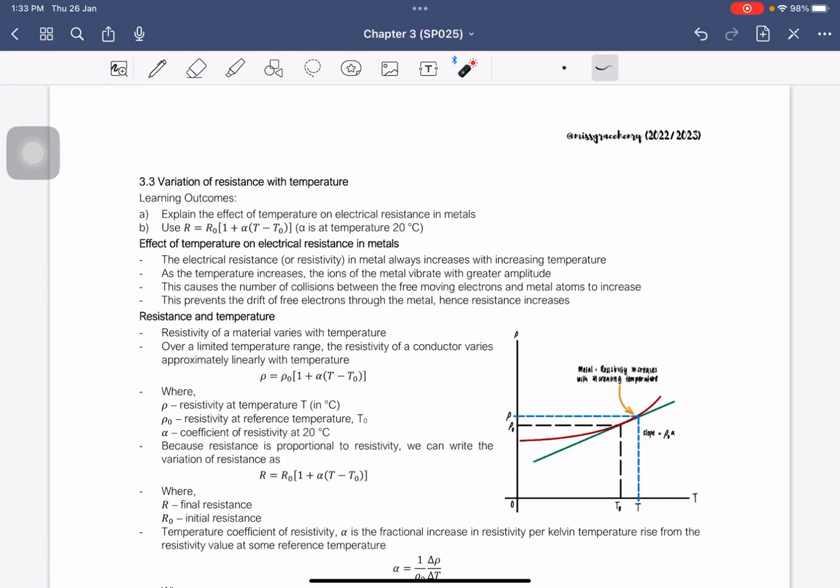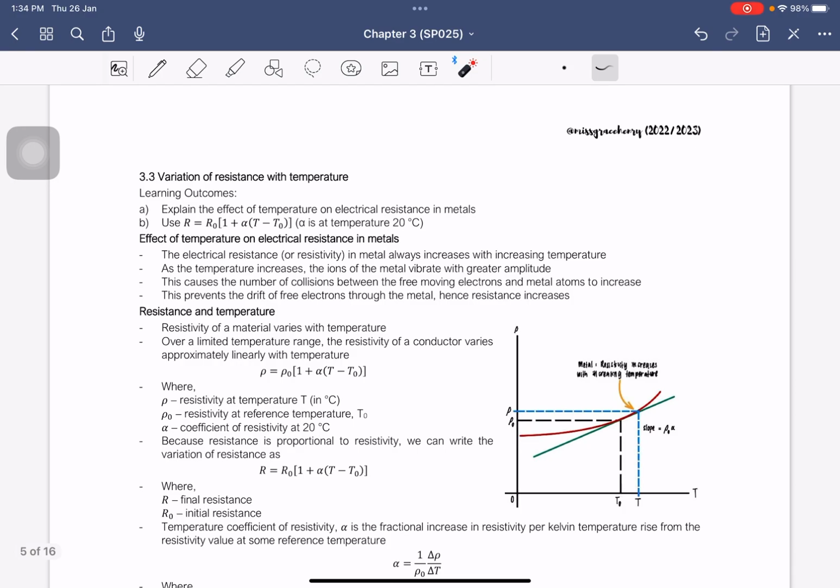Subtopic number 3, variation of resistance with temperature. In this subtopic, you have to be able to explain the effect of temperature on electrical resistance in metals and use this equation. So the alpha here is at temperature of 20 degrees Celsius. The value is at 20 degrees Celsius. So what is the effect of temperature on electrical resistance in metals?